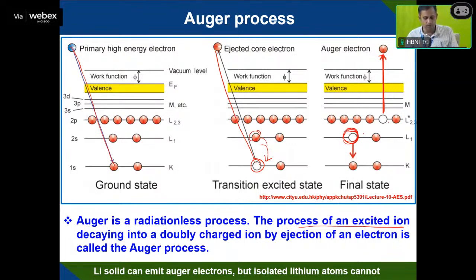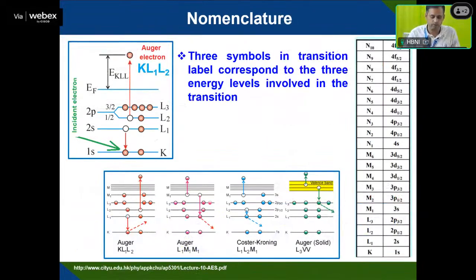As you know, take lithium: an isolated lithium atom versus solid lithium. In the atom, you have only three electrons, so it is not possible to detect it using Auger electron spectroscopy. But in the solid, you have different layers of lithium atoms, so it is possible to use this technique for surface characterization.